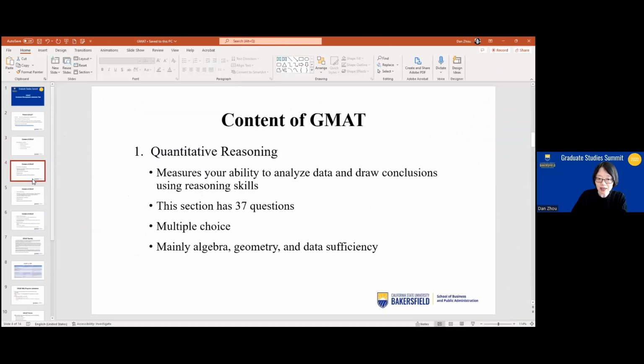For the first section, quantitative reasoning, this section primarily measures your ability to analyze data and draw conclusions using reasoning skills. This section has 37 questions. The format of this section is multiple choice. Primarily, these questions focus on algebra, geometry, and data sufficiency.